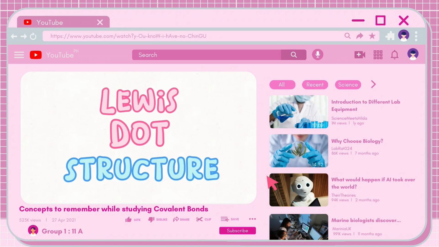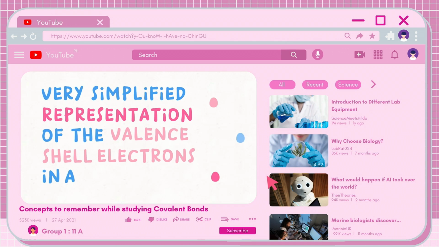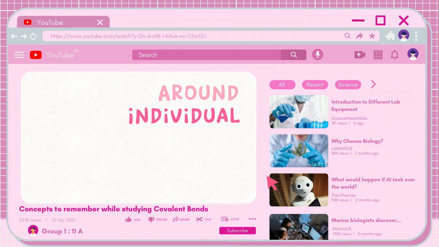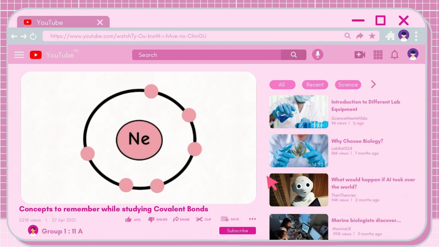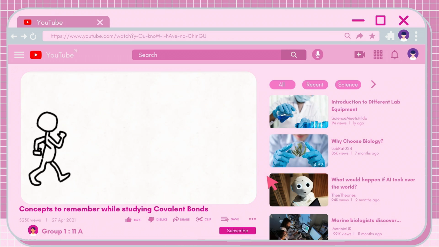A Lewis dot structure is a very simplified representation of the valence shell electrons in a molecule. It is used to show how the electrons are arranged around individual atoms in a molecule, where electrons are shown as dots, or for bonding electrons as a line between the two atoms. To better understand, let us take a look at this.